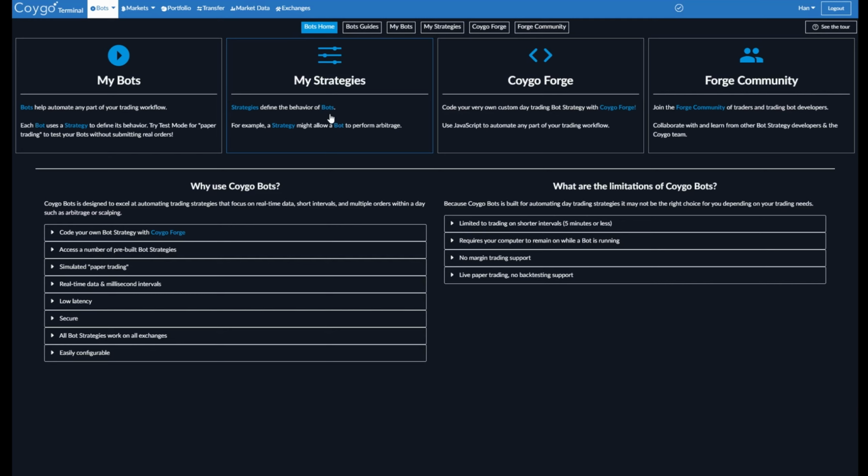Also, if we want to create our own custom trading bot strategy, we can use Coygo Forge that allows you to use simple JavaScript code to automate any strategy that you would like. And actually, each strategy we see in Coygo Bots was created with Coygo Forge. So we'll click on My Strategies.